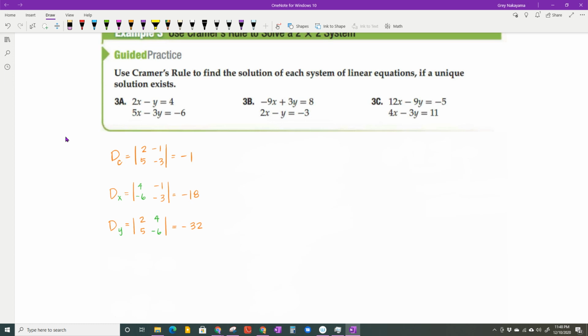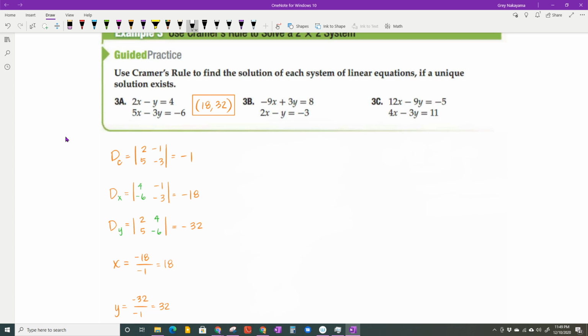Okay, and then the step is to put it together. X is going to equal the determinant of X, which is -18, over the determinant of your coefficients, which is -1. So X equals 18. Y equals, what does Y equal? Y equals the determinant of Y, which is -32, over -1, which is going to be 32. So my answer is 18, 32.